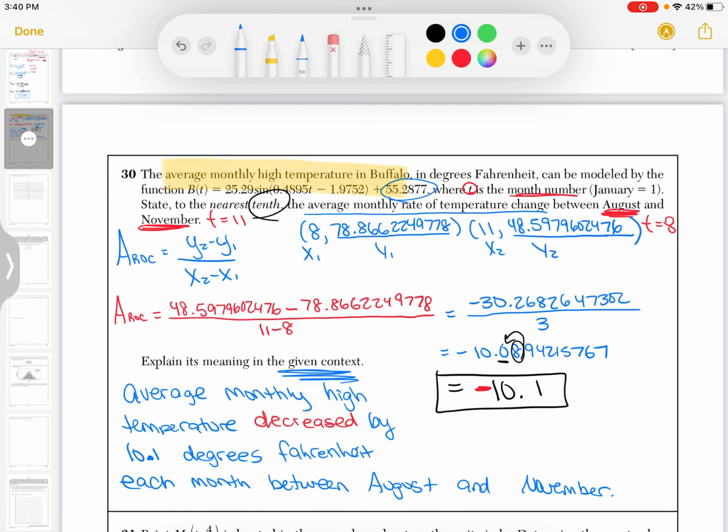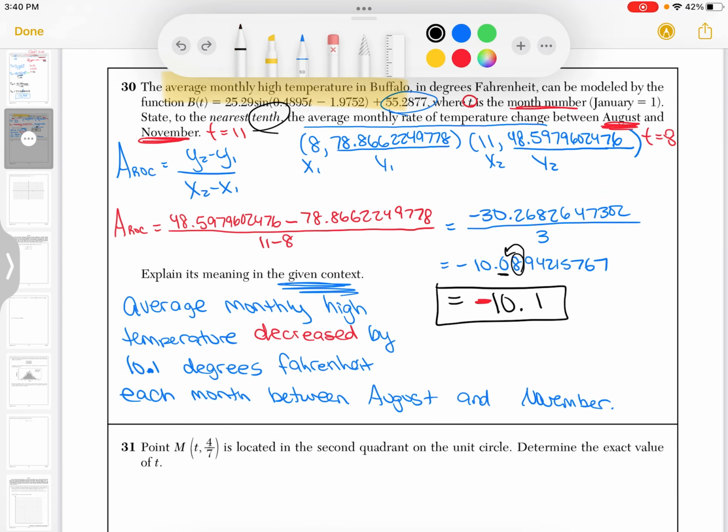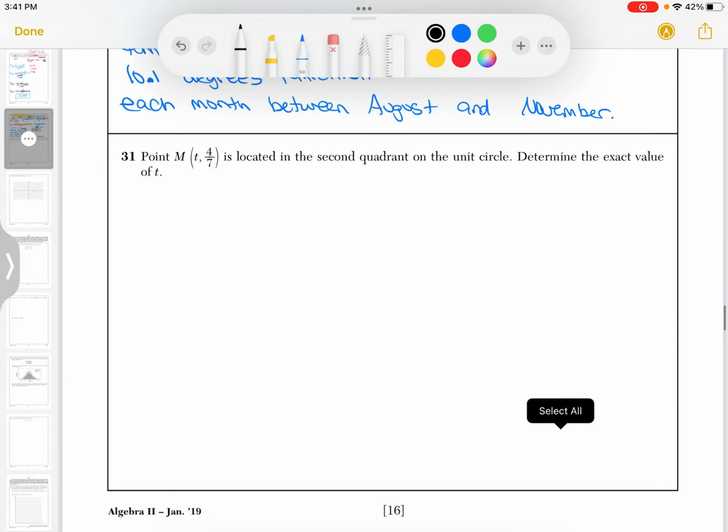Okay, the average temperature would be different. 78 was the average temperature in August. 48 was the average temperature in November. If I use different months, it would be different, so I need to state that as well. Okay, a lot of work for a 2-pointer, but honestly not too bad as long as you don't do what I did and plug that number in wrong.